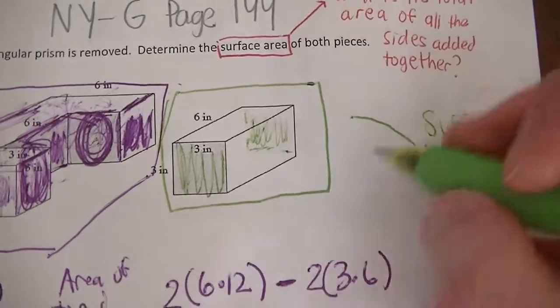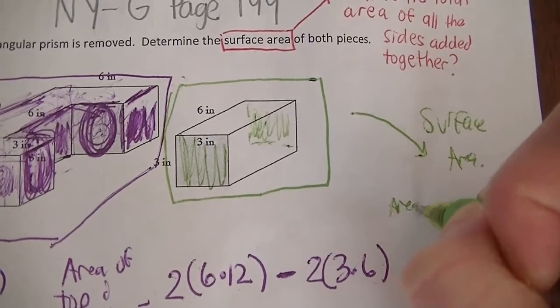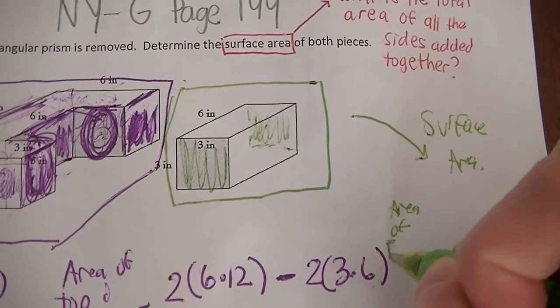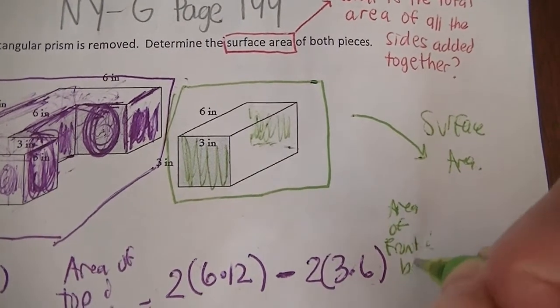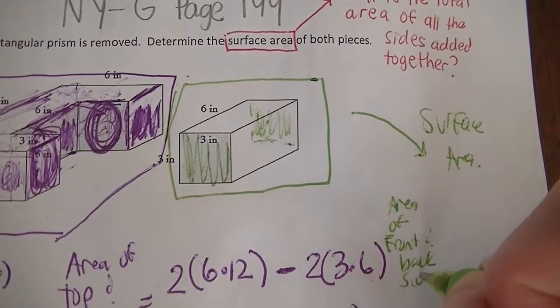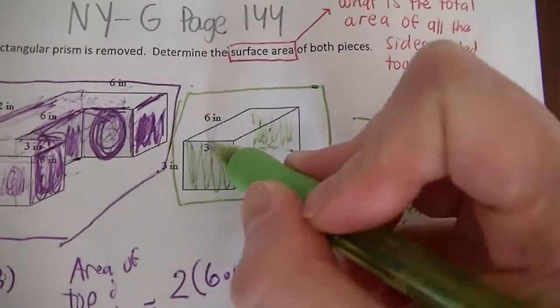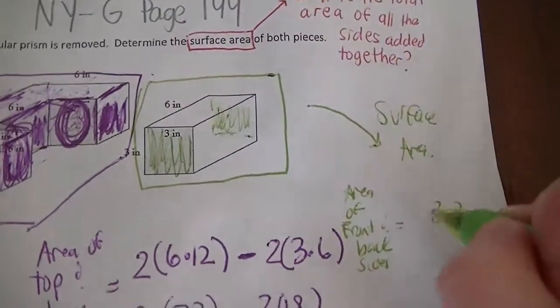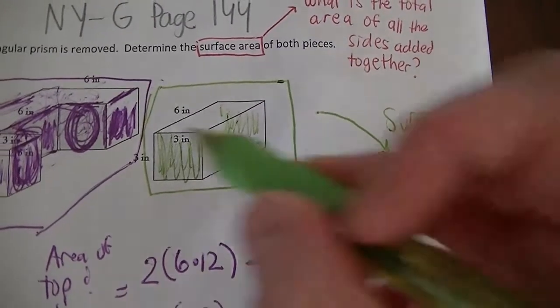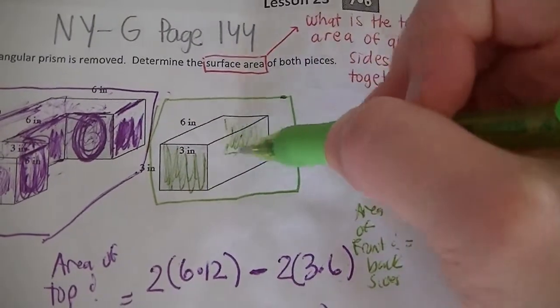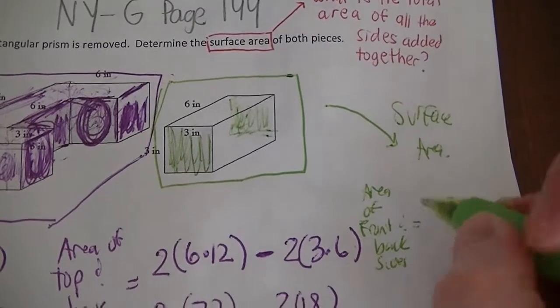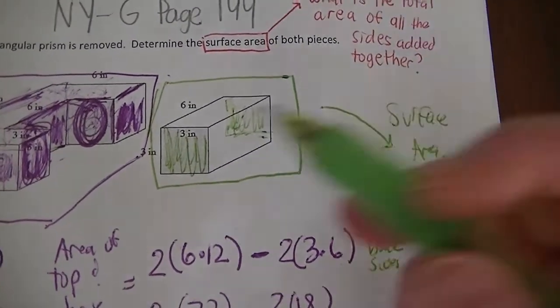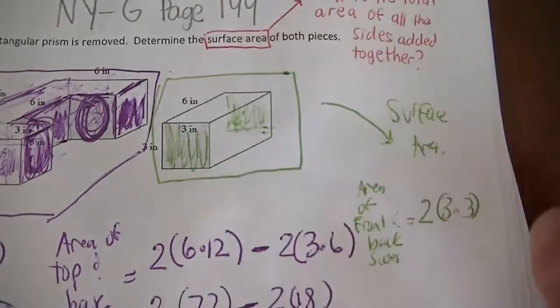Well, I better label that. So area of front and back sides. So it's 3 times 3, length times width, for just this one. But I'm going to multiply this quantity by 2 because this back side right there is also 3 by 3. And to save myself some time, I'm just multiplying by 2 because I know they're exactly the same.